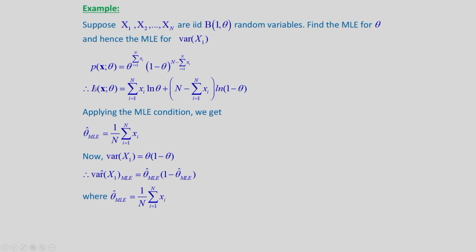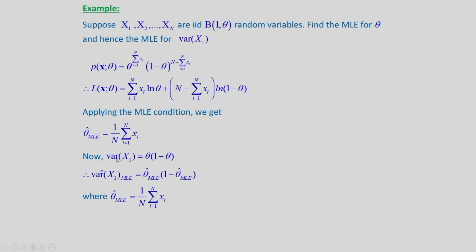So, if we take the logarithm, then we will get the log likelihood function, and this will be given by summation x_i, i going from 1 to n, times log of theta, plus n minus summation x_i, i going from 1 to n, times log of 1 minus theta. Now we can take the partial derivative with respect to theta and make it equal to 0, and we will get theta hat MLE is equal to 1 by n into summation x_i, i going from 1 to n. So, this is the theta hat MLE for this parameter theta in the Bernoulli random variable.